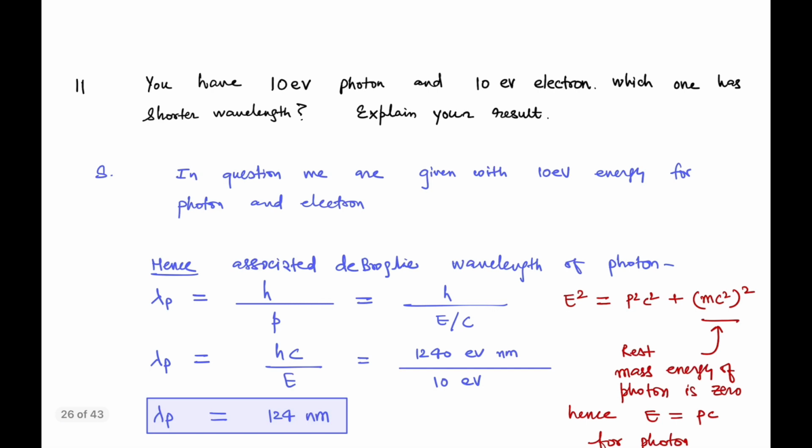Now the next question is, you have a 10 electron volt photon and a 10 electron volt electron. Which one has the shorter wavelength? It is very simple.